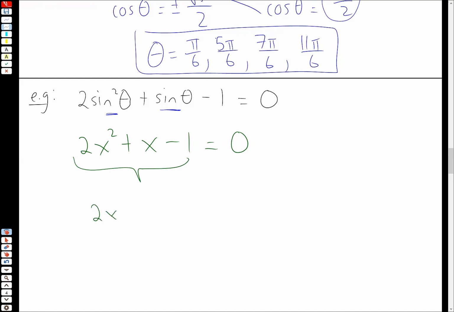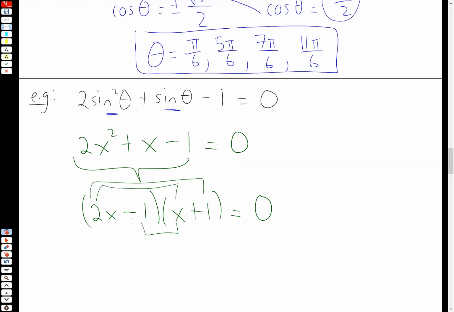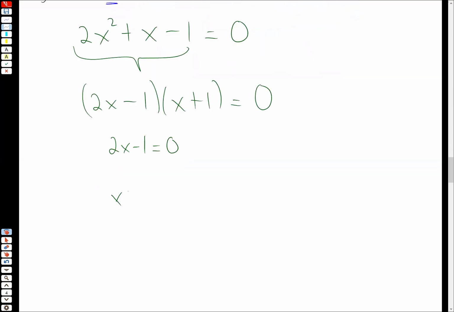This factors into 2x minus 1 times x plus 1. Let's take a second to make sure that that's good. 2x squared, this would be plus 2x minus x, so that's plus x, that's good. And then minus 1, yeah, we're good. And then this would tell us that 2x minus 1 is equal to 0, x plus 1 is equal to 0. Solve for x, we get x is equal to 1/2, and x is equal to minus 1.